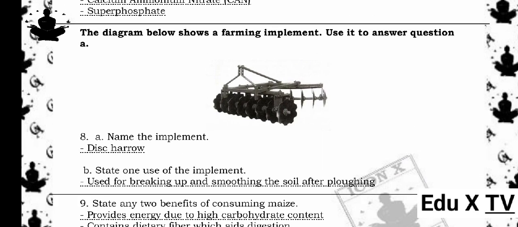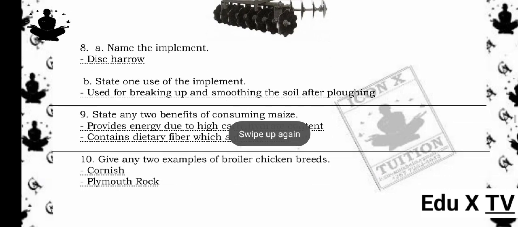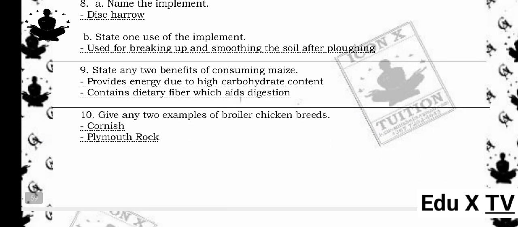The diagram below shows a farming implement. Use it to answer question 8. 8. A. Name the implement. Disc harrow. B. State one use of the implement. Used for breaking up and smoothing the soil after plowing. 9. State any two benefits of consuming maize. Provides energy due to high carbohydrate content. Contains dietary fiber which aids digestion.